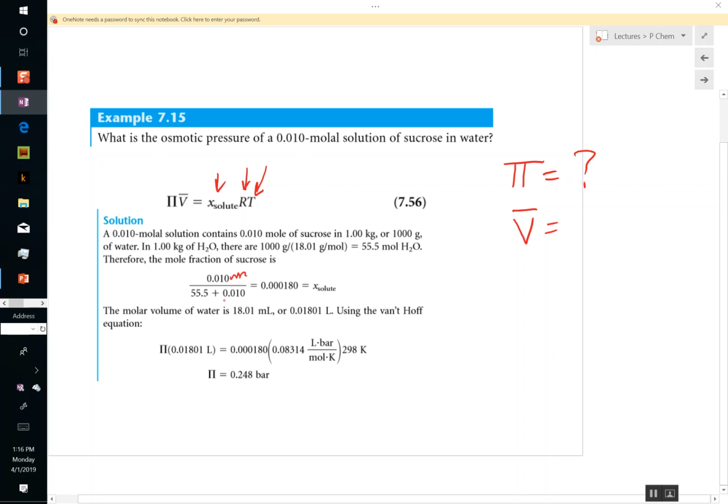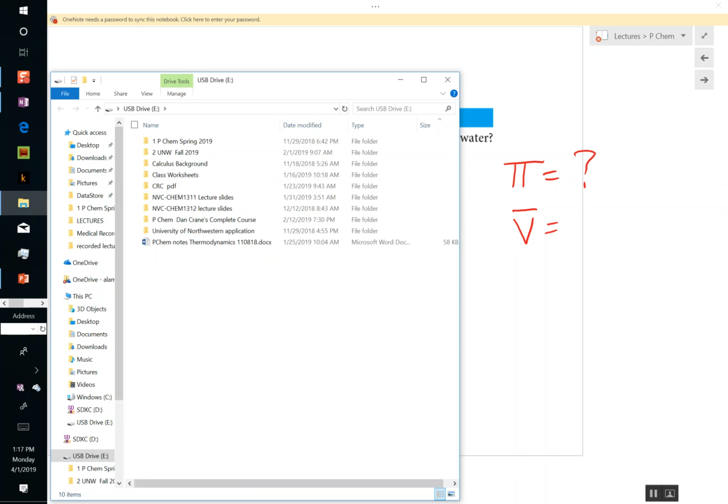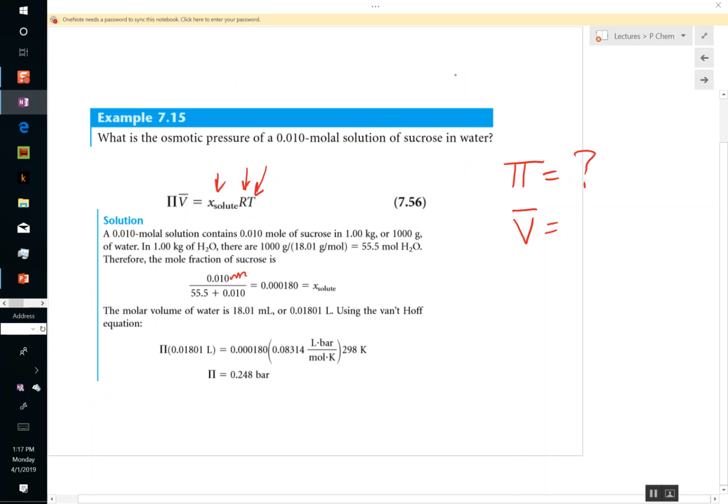So we could use atmospheres there too. We could use 8.08205 and get atmospheres as well. So for the R value, yeah, right, they're just using bars.